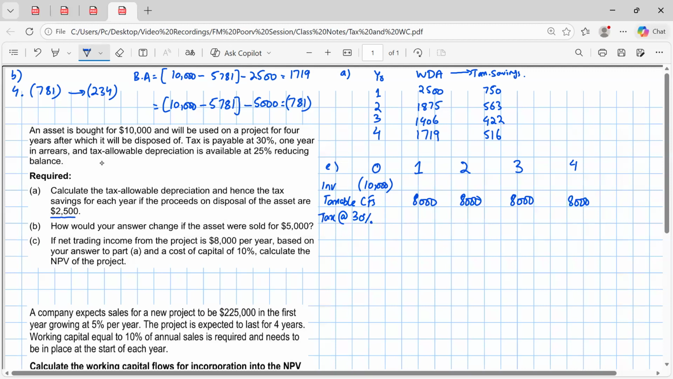In year two, because tax payment is in arrears. I don't know why, Purav, there's a distortion from your mic. I think it's your mic. There's a lot of distortion.